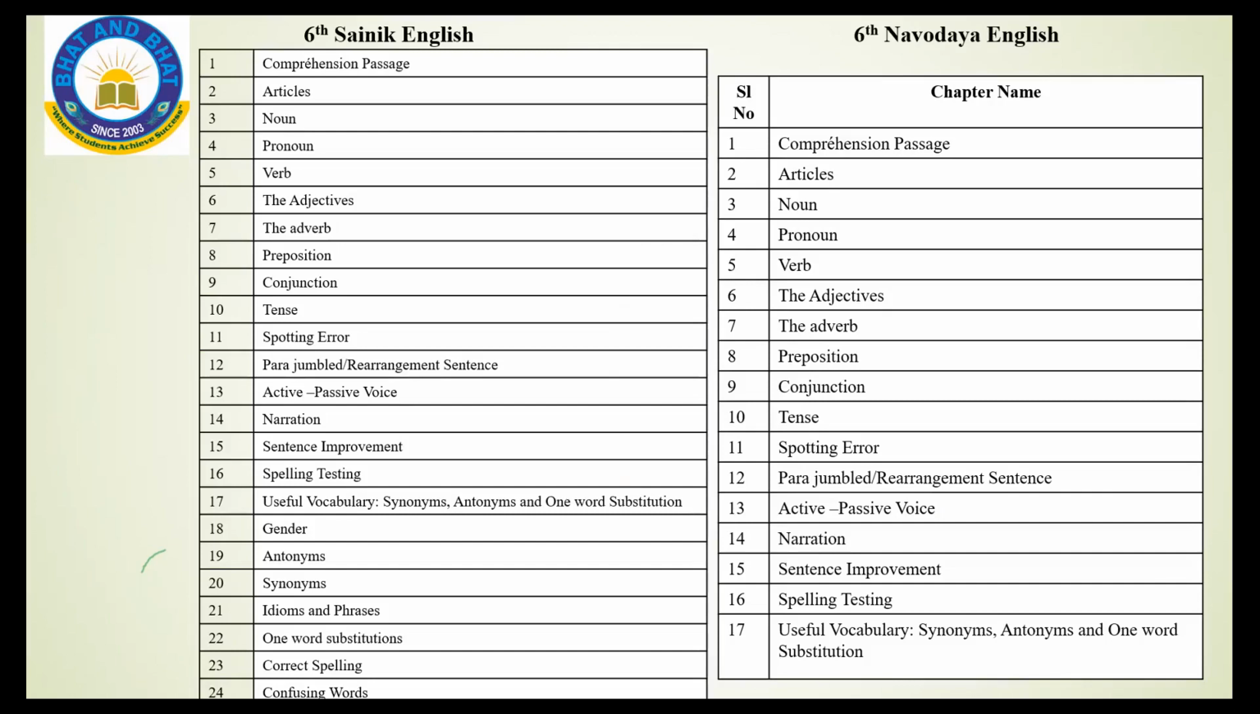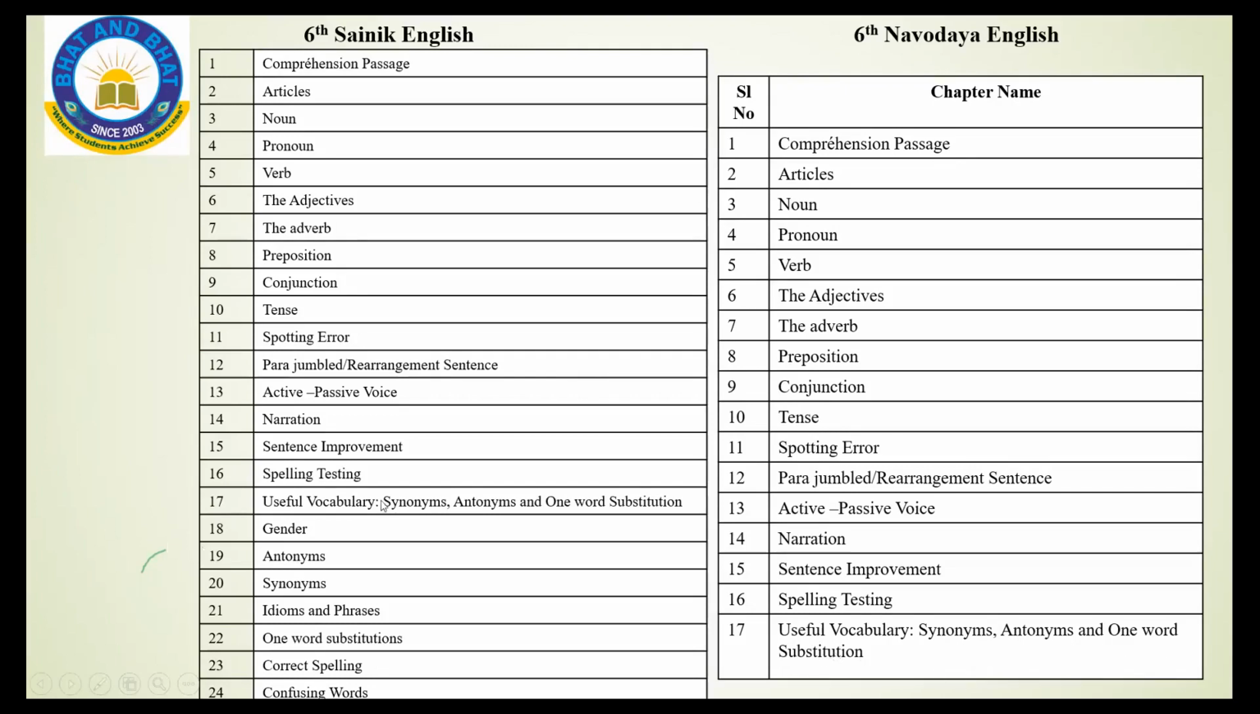The only difference is that here the meanings and opposites, what we call in pure English synonyms and antonyms, will be asked. Idioms and phrases will be asked, and one word substitutions. These are the extra syllabus that will not be covered in the Navodaya. But apart from that, here you can use vocabulary, synonyms, antonyms, and one word substitutions, everything is there.